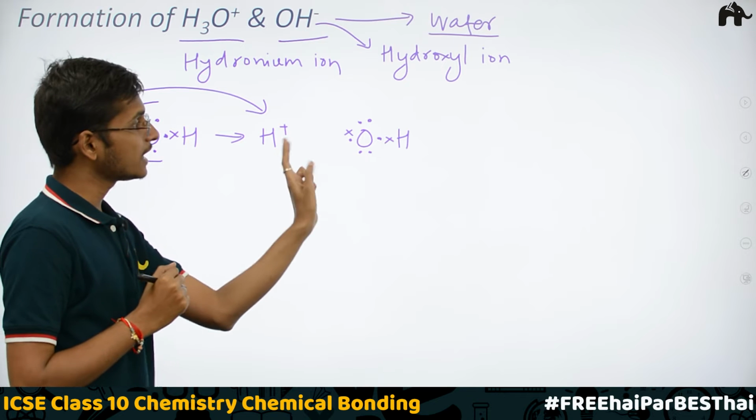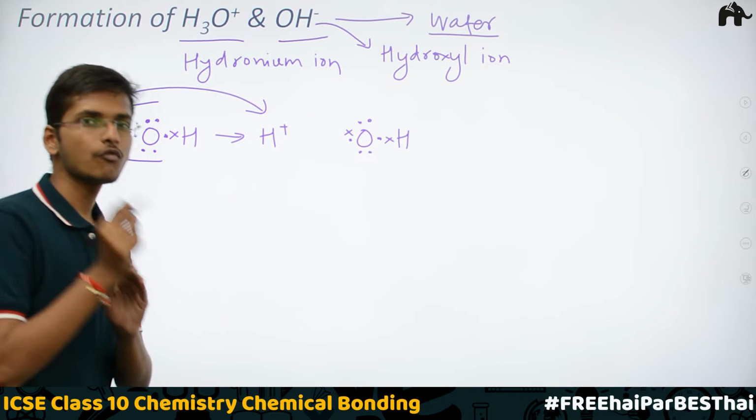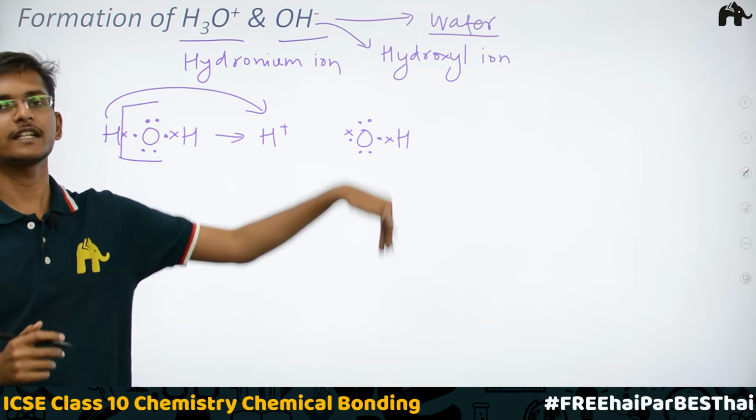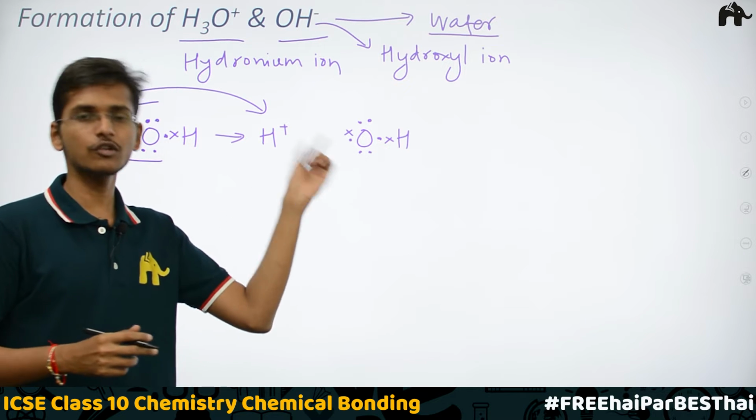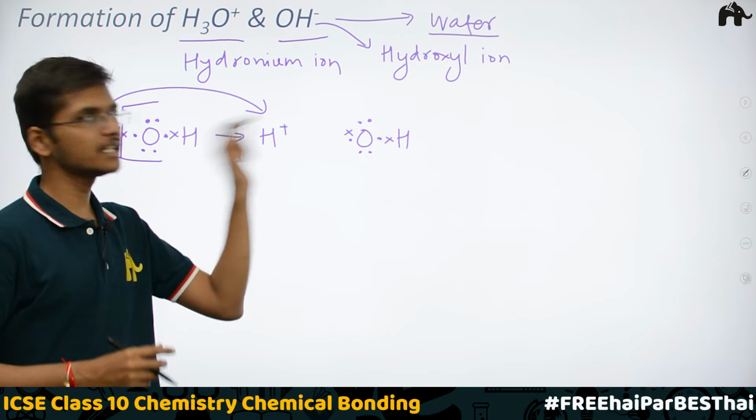Now this oxygen has gained an electron. What we say, when an atom is gaining an electron, it is forming an anion, right? It gets a negative charge. In the same way, oxygen also gets the negative charge because it is gaining the electron of hydrogen.